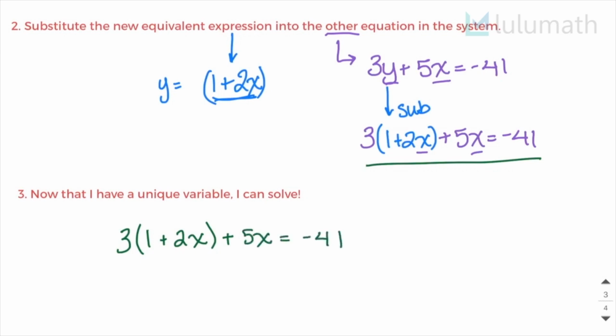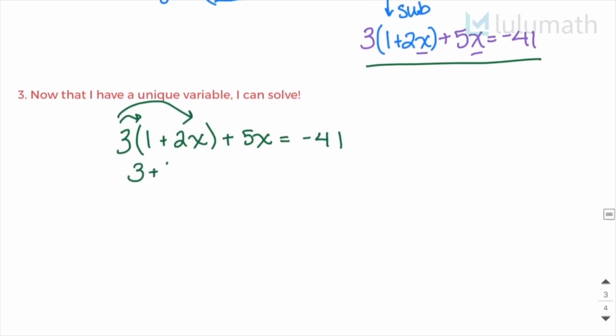So I'm going to distribute the 3 through. So 3 times 1 is 3. 3 times 2x right here is 6x. And then I'm going to copy the rest of the equation down. Plus 5x equals negative 41. 6x and 5x are like terms, so I put them together. I get 3 plus 11x equals negative 41.